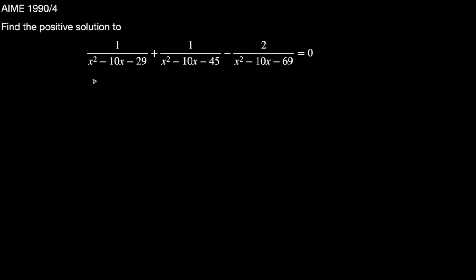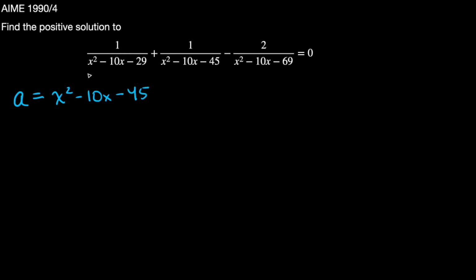So all we have to do is pick one of these to choose as what we want to substitute. Often a useful thing to do is to pick the middle term, because then you get something that is a little bit greater and you get something that is a little bit less, at least in the denominators. So let's pick x squared minus 10x minus 45 as what we want to substitute. So as usual, we let a equal x squared minus 10x minus 45.